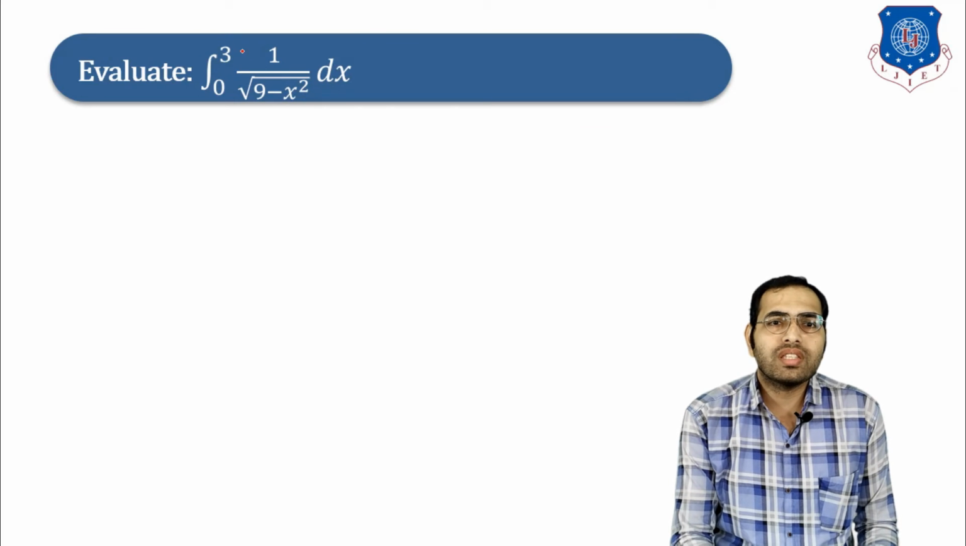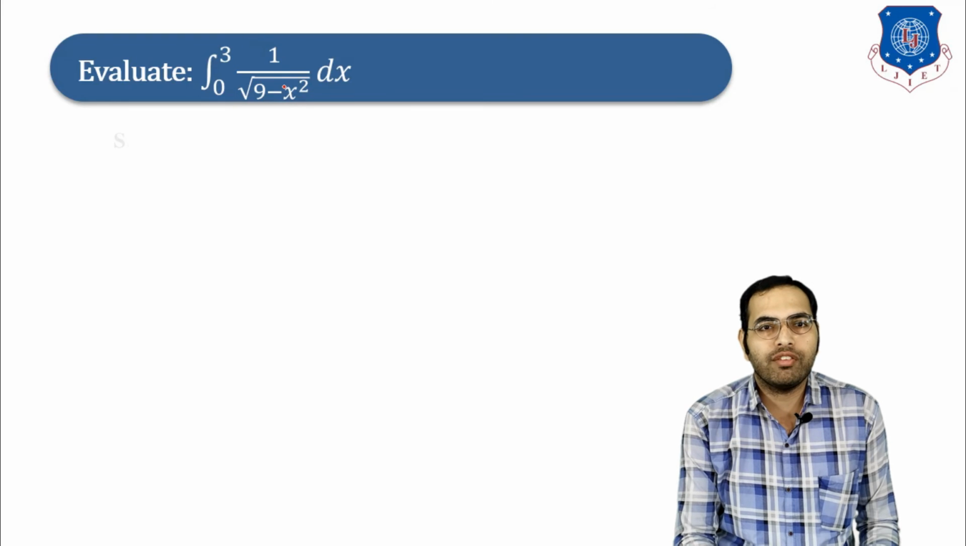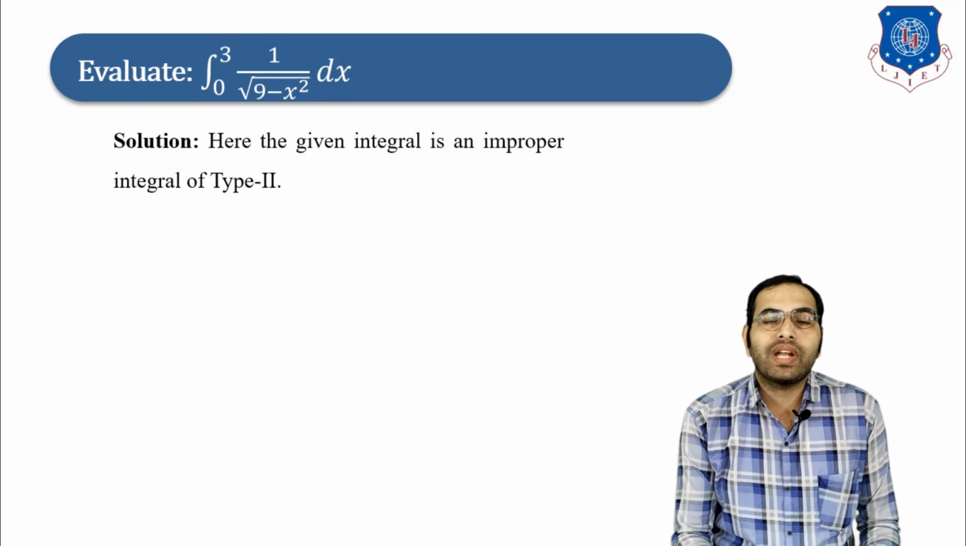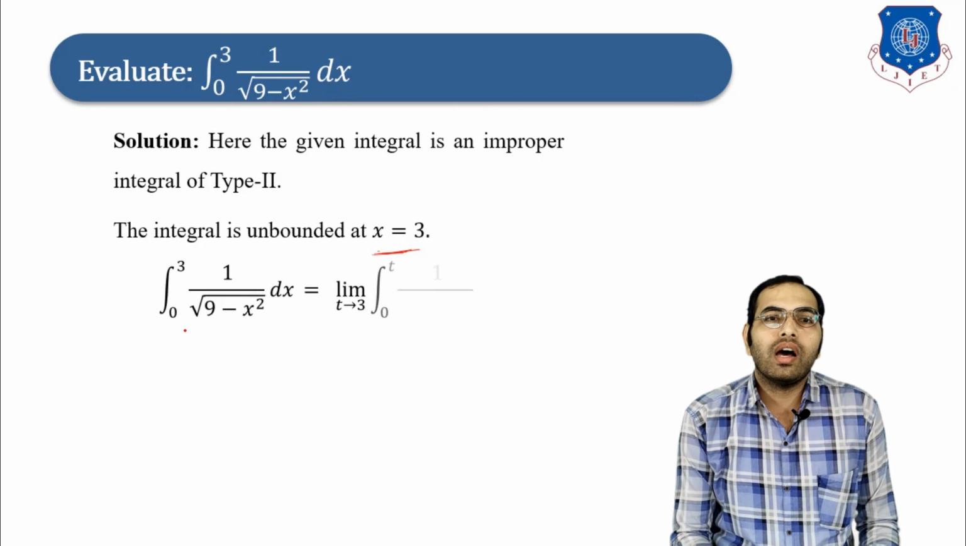Here, substituting the upper limit and lower limit in this integral, whenever we substitute 0, it is finite, but whenever we substitute 3, our function becomes infinite. That means it is an improper integral of type 2, and the integral is unbounded at x equal to 3 because our function becomes infinite. Then integral 0 to 3 of 1 upon square root of 9 minus x square dx equals limit t tends to 3.